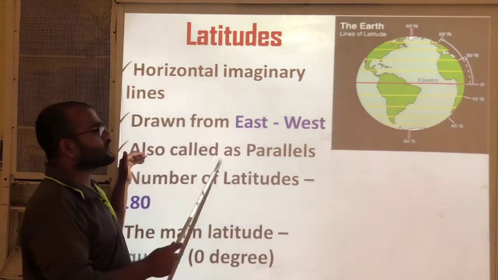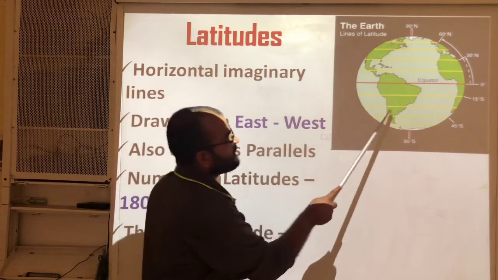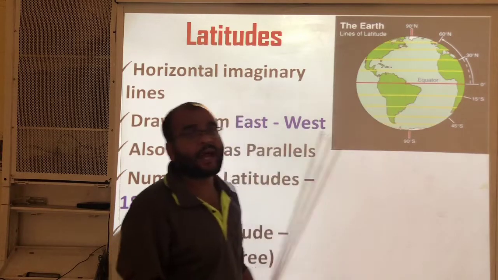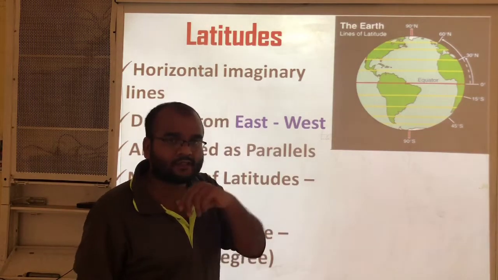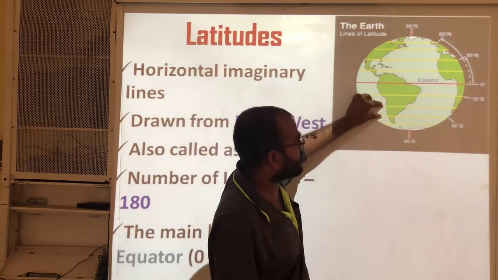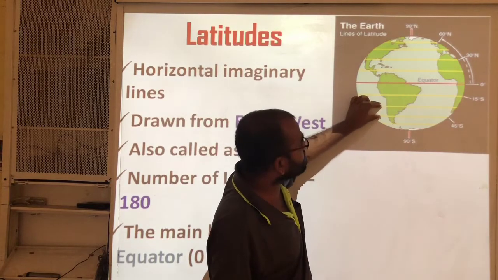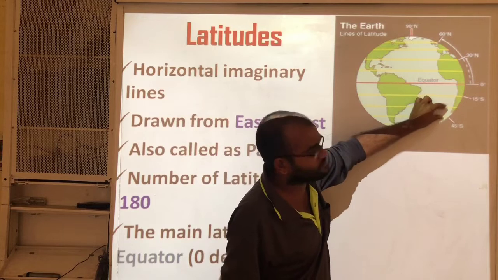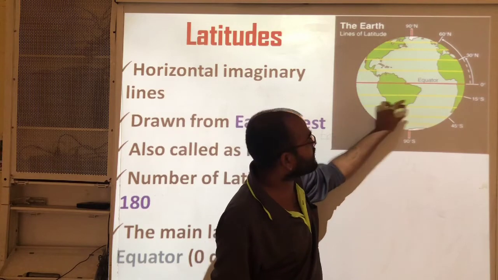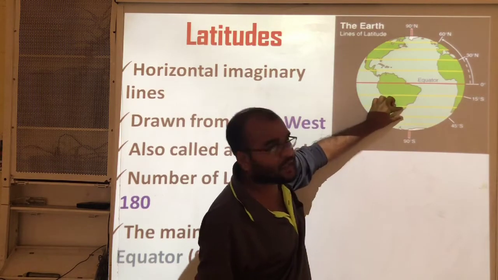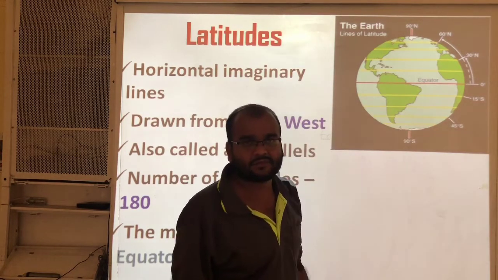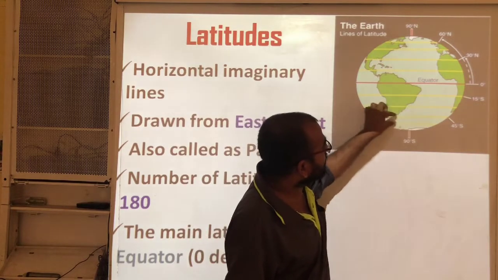Next, latitudes are also called parallels. These horizontal lines or latitudes are also called parallels. Do you know why? What is the meaning of a parallel line? For example, let us consider these two lines. The distance between these two lines is the same everywhere. Here the distance, here the distance, here the distance. In all the places, the distance is the same. Then these two lines are parallel lines. Here all these are parallel lines because the distance between all these lines is equal.